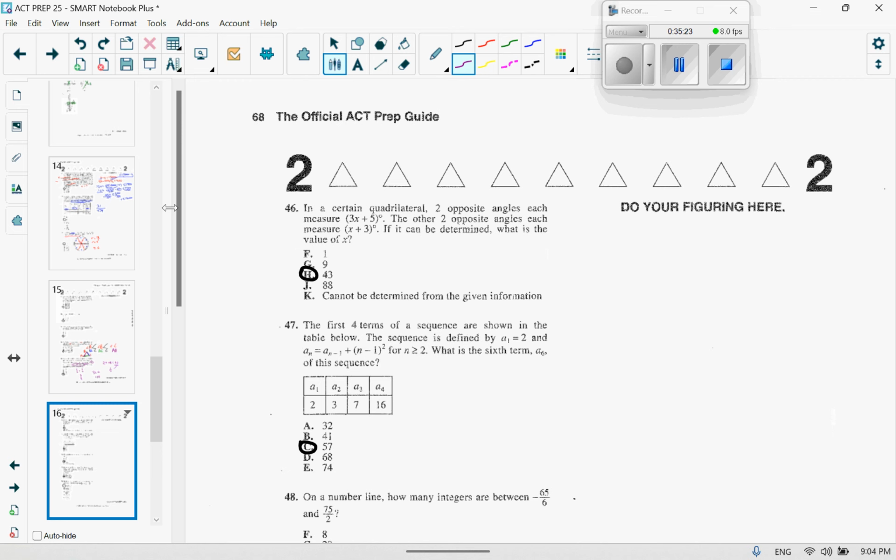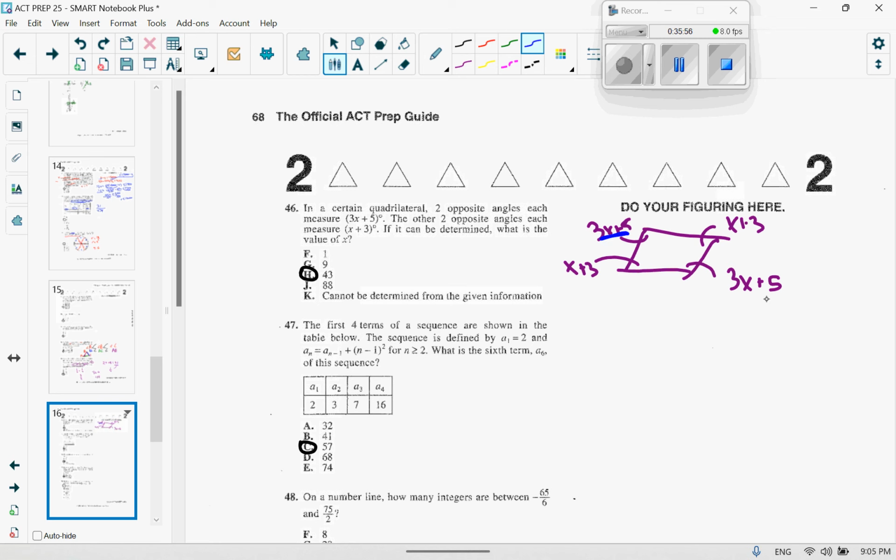In a certain quadrilateral, so it's got 4 sides, we have 3x plus 5 in both of these, and then we would have x plus 3 in both of these. There's 2 ways to really think about this. Because it's a quadrilateral, I know that all 4 angles add up to 360.